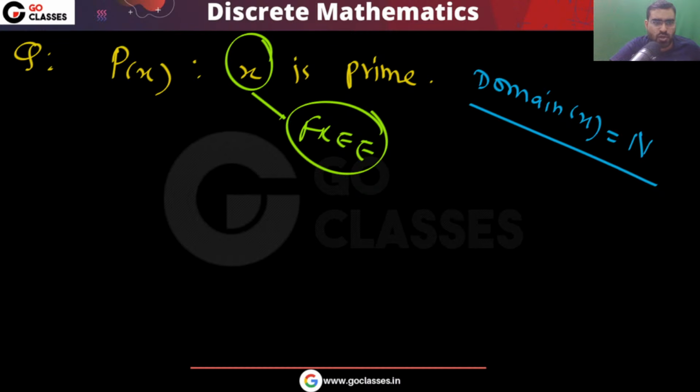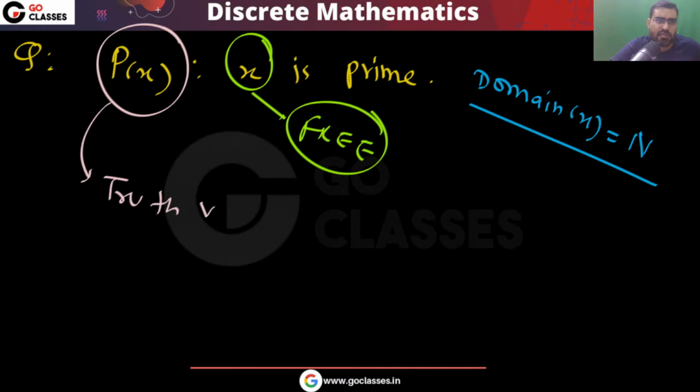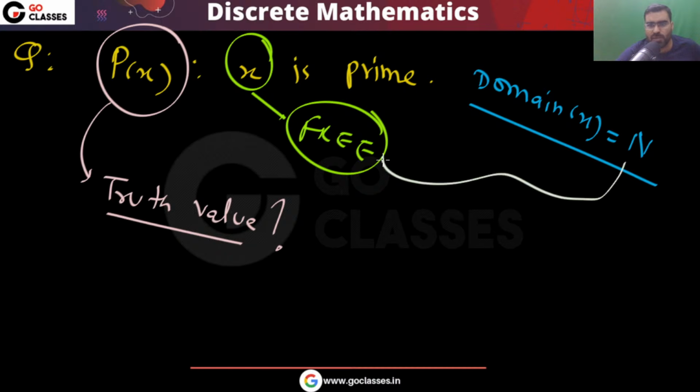So can I say true or false? Can you tell me the truth value of Px? What is the truth value of Px? Let me know. This x is free. This x is completely free. This is a free variable, so you can replace it with any value from the domain.